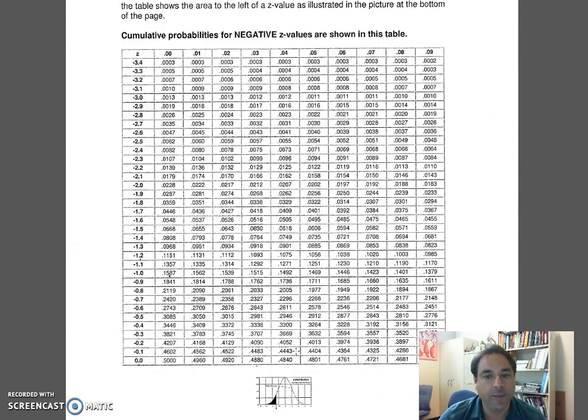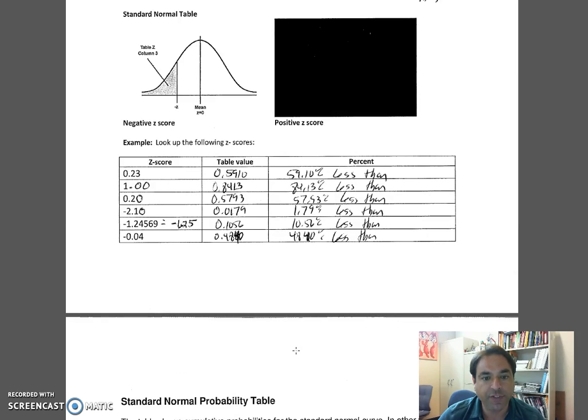So let's just be comfortable with the table. I've given you some values to basically start off with, and we have 0.23, again 2 decimal places for the table. If I had 1, we'd have to get 2 decimal places, 1.00, 0.20, -2.10, -1.25, and 0.04. So I'm just going to do a few of these.